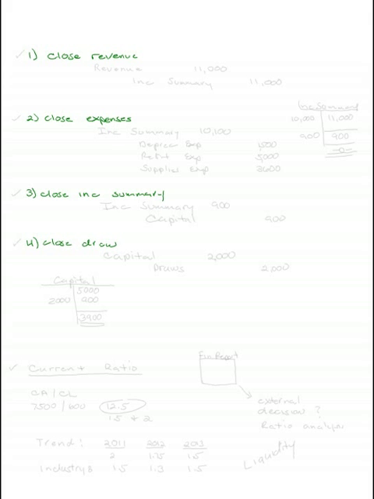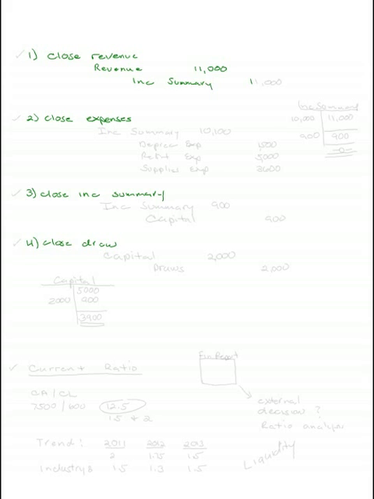In our example, we had 1 revenue account in the amount of $11,000. So, since it has a credit balance, close revenue. Revenue has a credit balance on the adjusted trial balance, so we'll debit it and we'll put it in income summary.